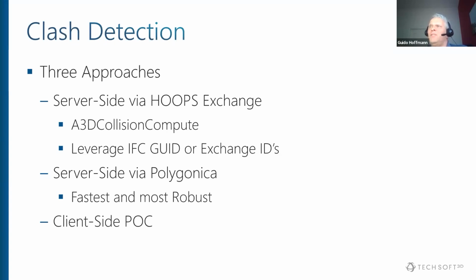The other approach is using Polygonica. That's a product that we resell, which is essentially a modeler for tessellated data, and has a lot of analyzing capabilities. It can perform Booleans on the data. It can do all kinds of things with meshes. And one of the things it can also do is clash detection. It's very fast and it's very robust, but it comes at an extra price.